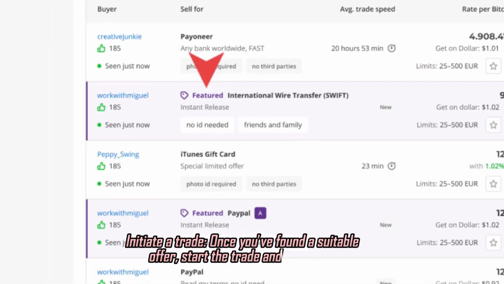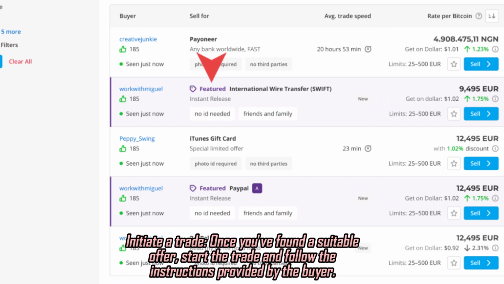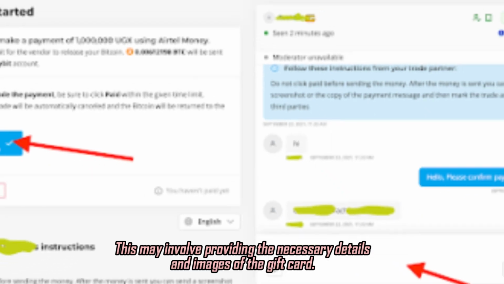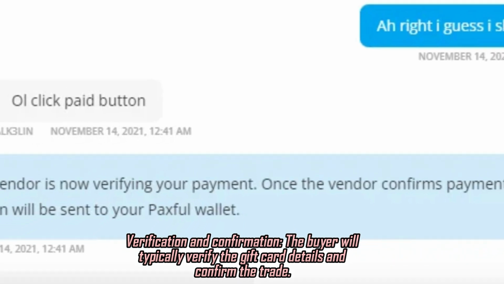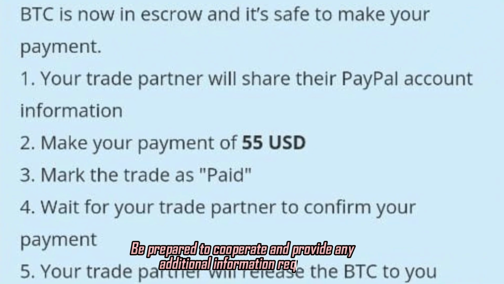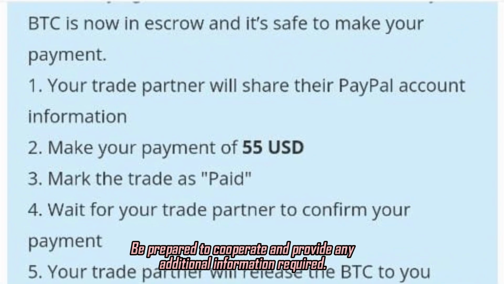Initiate a trade. Once you've found a suitable offer, start the trade and follow the instructions provided by the buyer. This may involve providing the necessary details and images of the gift card. Verification and confirmation. The buyer will typically verify the gift card details and confirm the trade. Be prepared to cooperate and provide any additional information required.